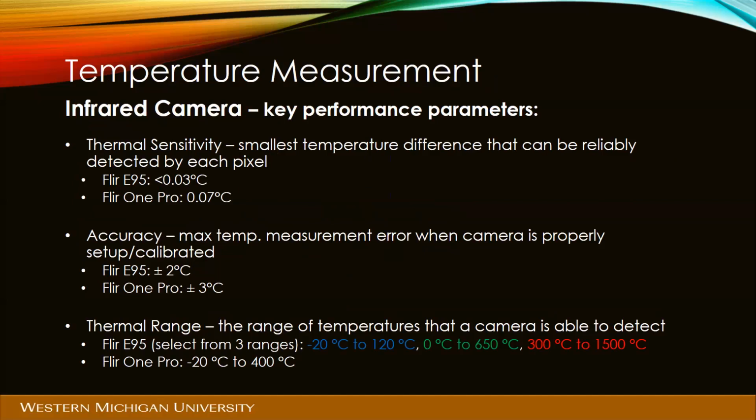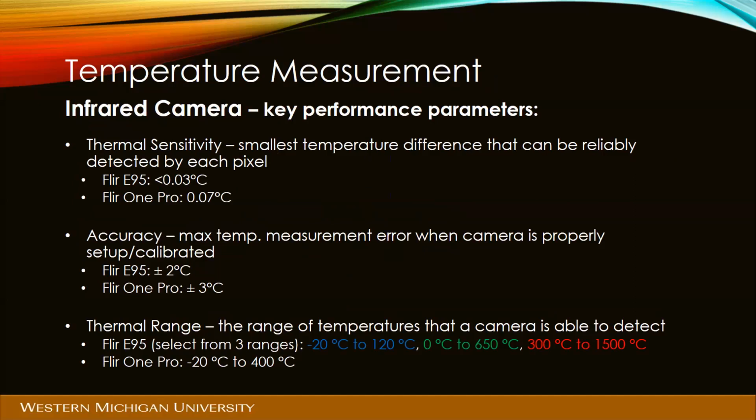Accuracy is what's the error, and this is what I was talking about. We're not as concerned with being as accurate as possible. We're more concerned with the difference from pixel to pixel. So that's where that sensitivity comes in. You can see the accuracy really isn't nearly as close as the sensitivity, right? The FLIR E95 is plus or minus 2 degrees Celsius. The FLIR One Pro is plus or minus 3 degrees Celsius.